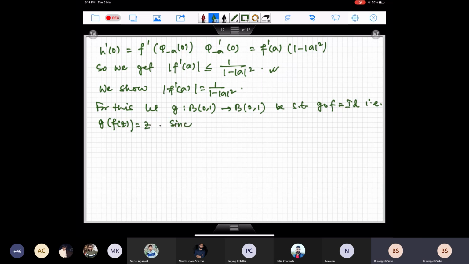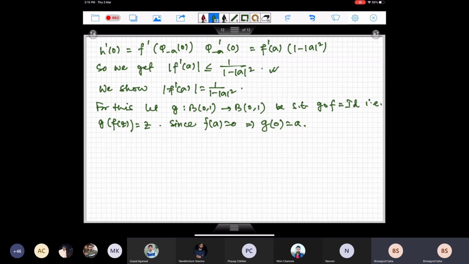Now, since F of A is equal to 0, what do I get? This implies G of 0 is going to be A. So that is what I have. Okay. Now, again, I have taken this G. Keep it in mind that my aim is to show that F is some constant times phi A.